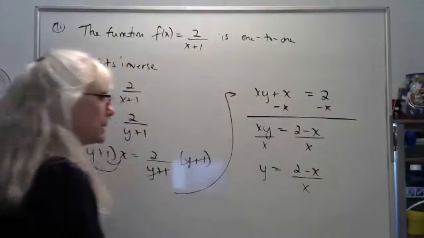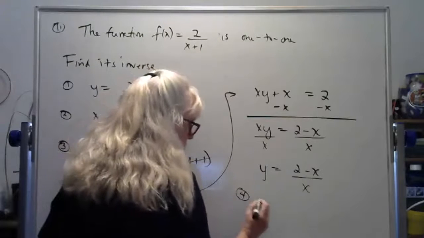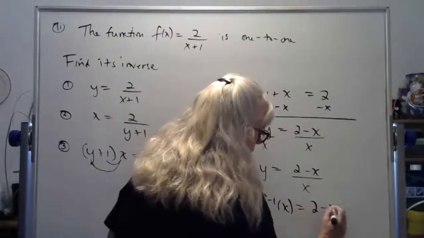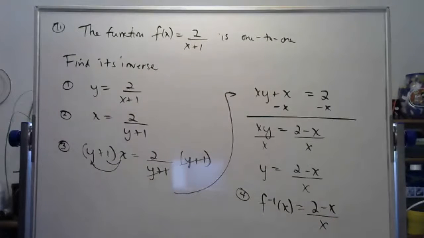So I get 2 minus x over x. And then the last step is the one that most people forget to do, and that's to write that inverse function notation. So replace the y with the inverse function notation.